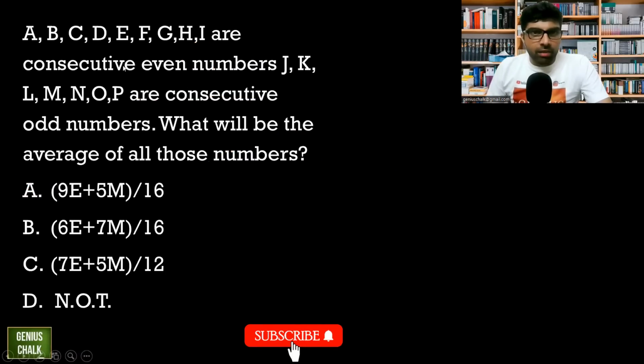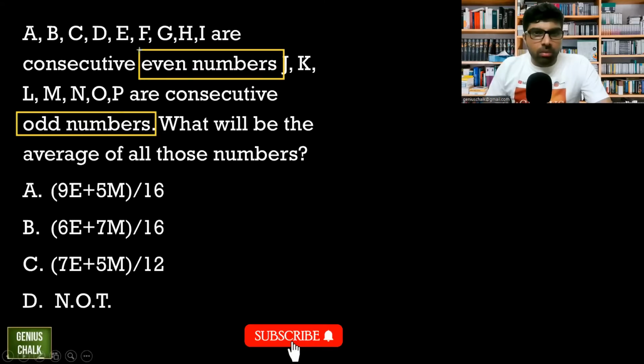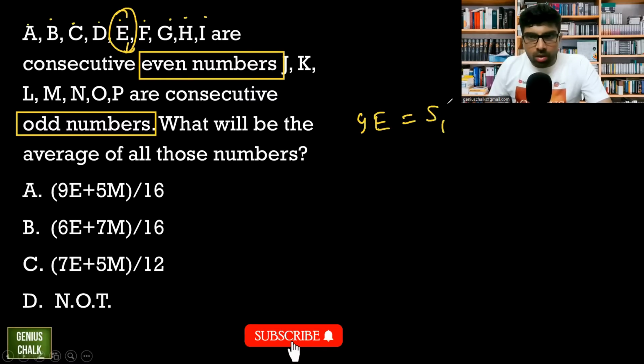A, B, C, D and E, F, G, H, I are consecutive even numbers, and J, K, L, M, N, O, P are consecutive odd numbers. So this has to be taken care of. The difference between consecutive even or odd numbers is always 2. So how many numbers? 1, 2, 3, 4, 5, 6, 7, 8, 9. 9 numbers. So the middle one, the fifth, must be the average. So E must be the average of all these 9 numbers. So can I say what is the sum? It is 9 into E. And there is only one option available, so we can check it further.